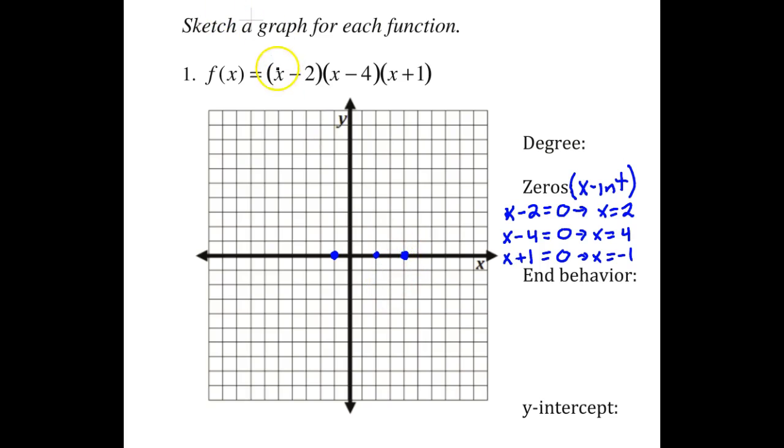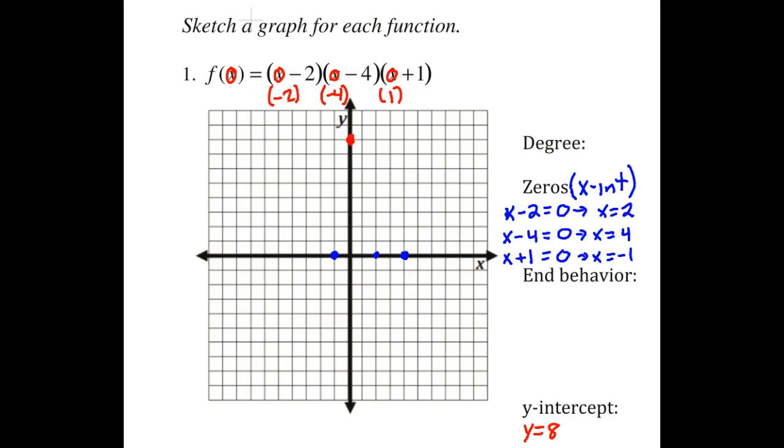Our y-intercept is the value we get if we plug in 0 for each of these. F of 0, and we're finding out where x equals 0. So where on the y-axis would there be a point? So we get 0 minus 2 is -2, times -4, times +1. So our y-intercept will be -2 times -4 times +1, which equals 8. So y equals 8. And that would be right up here on the y-axis at +8. Okay, so those were the same steps we did with quadratics. We're just doing it now with a cubic function.